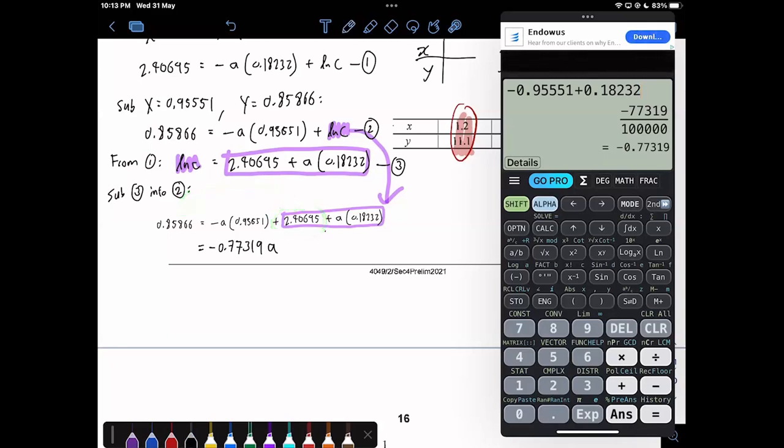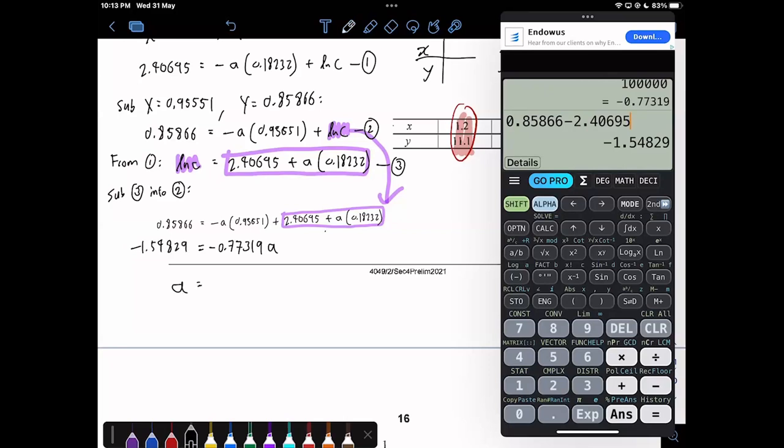So it's 0 equals 0.85866. Subtract away 2.40695, which gives me, let's see, negative 1.54. Oops, negative 1.54829, and then finally A equals negative 1.54829 divided by negative 0.77319. Is that okay? Following so far?